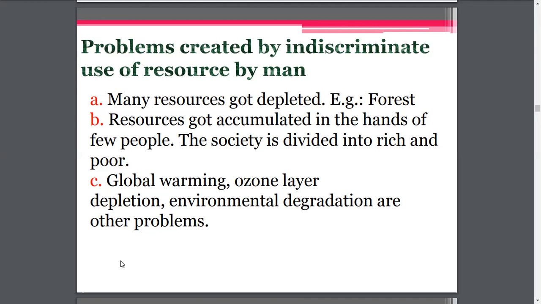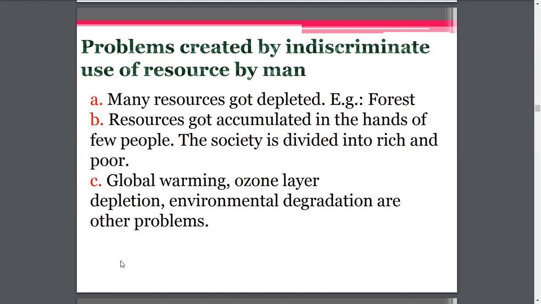Second, resources get accumulated in the hands of a few people. The society is divided into rich and poor. Only some people are getting all the resources and they have accumulated in their hands. So they are becoming richer and richer, and the poor people are still poor. They are not getting the proper resources.